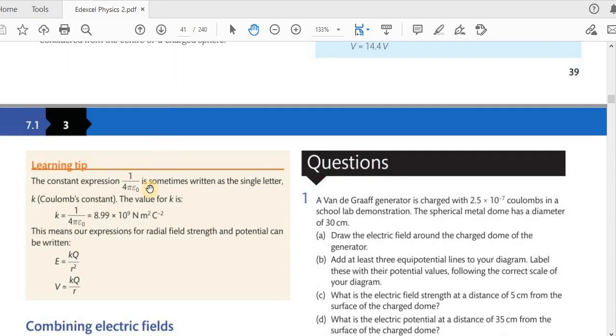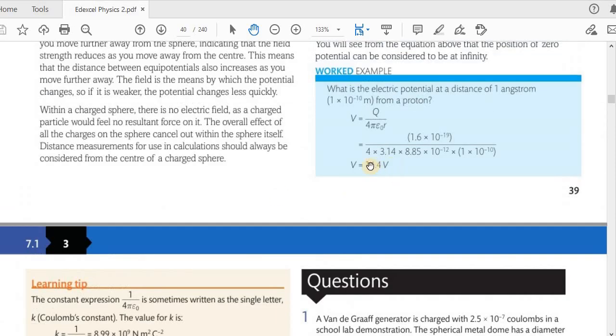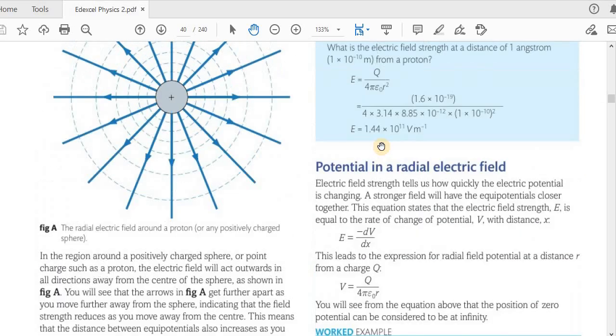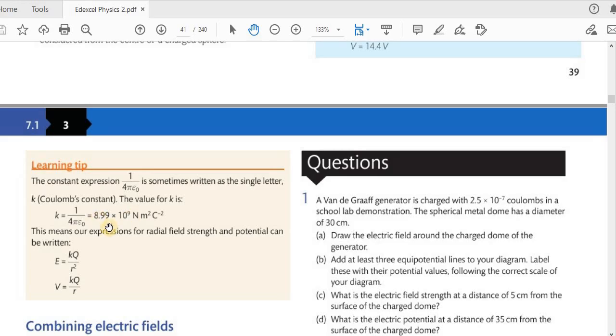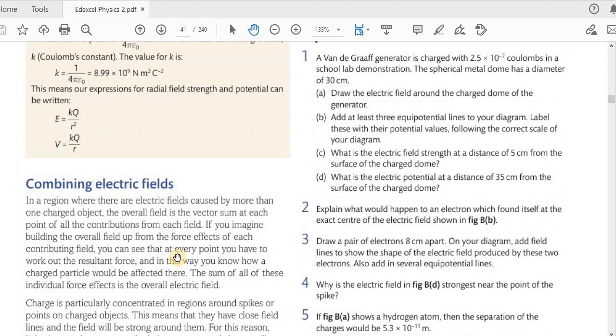Then remember this, you can rewrite it as k, then you get this. So the same equation that you see here and that you see there, so 1 over 4 pi epsilon naught, we can write it as k, and if you substitute the value of epsilon naught and pi into this equation, you will get that. So now we can write E equals kq over r squared, V equals kq over r. So here r squared, here r, that's the difference.